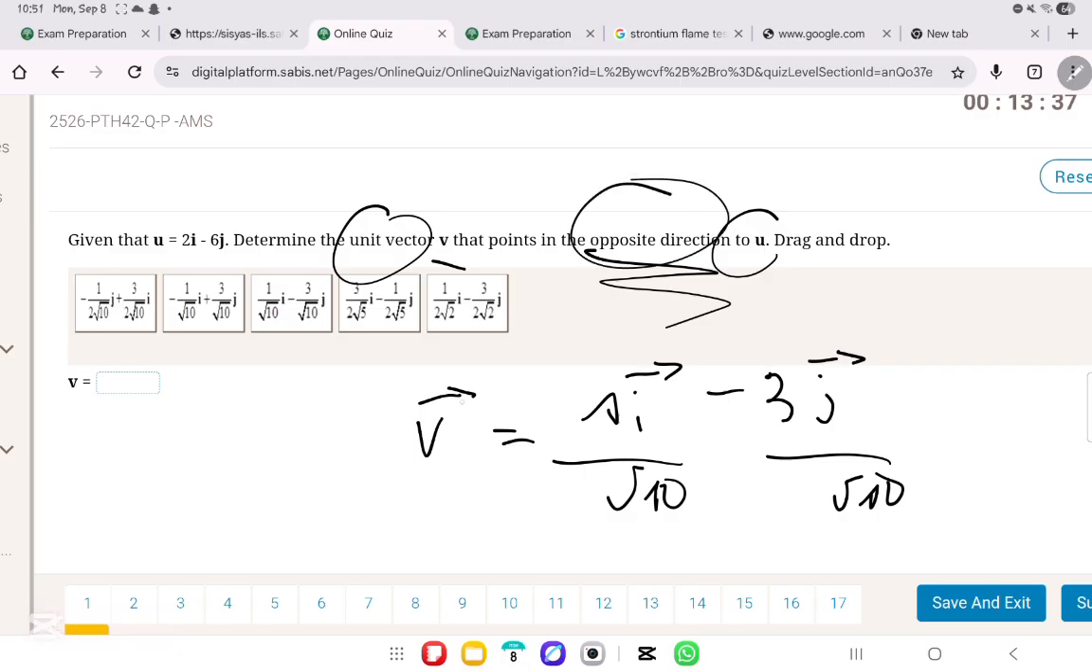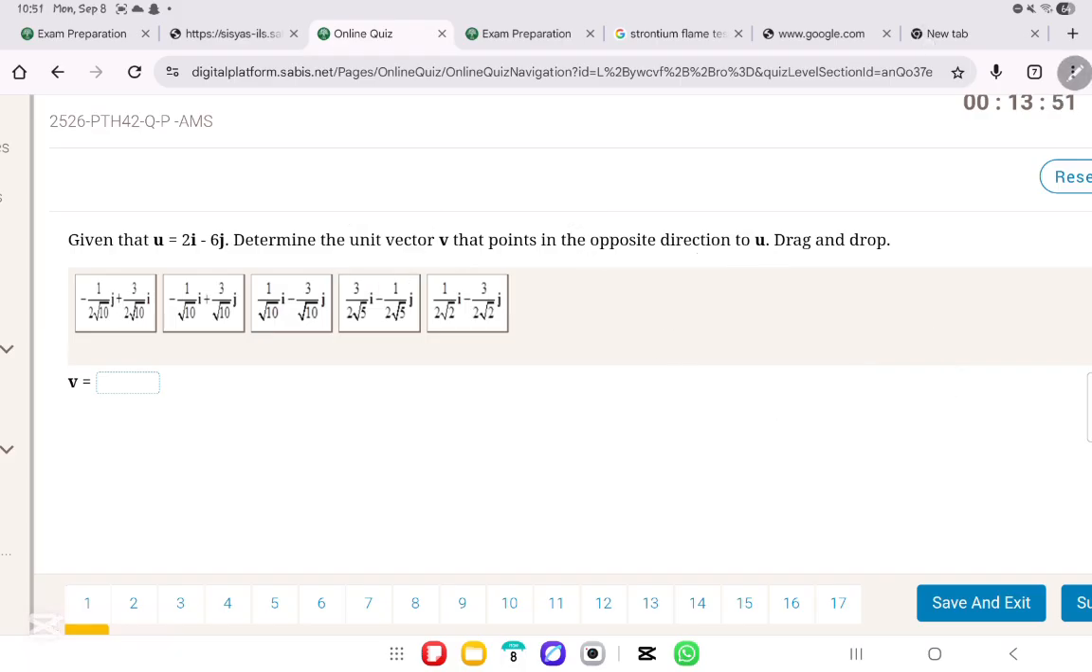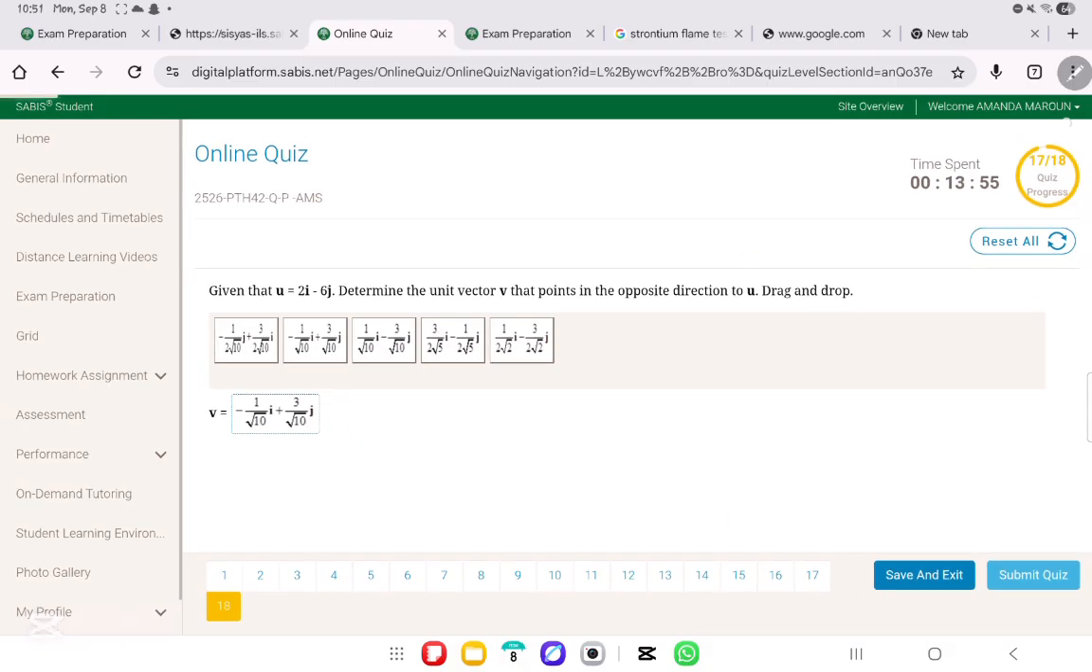Now, they need it in the opposite direction. So you will multiply it by minus. So what's the answer now? Minus this plus 3 this. Okay? So minus 1i over radical 10 plus 3j over radical 10. So what's the final answer? Minus this plus this. Let's submit and hopefully we don't have any mistakes.